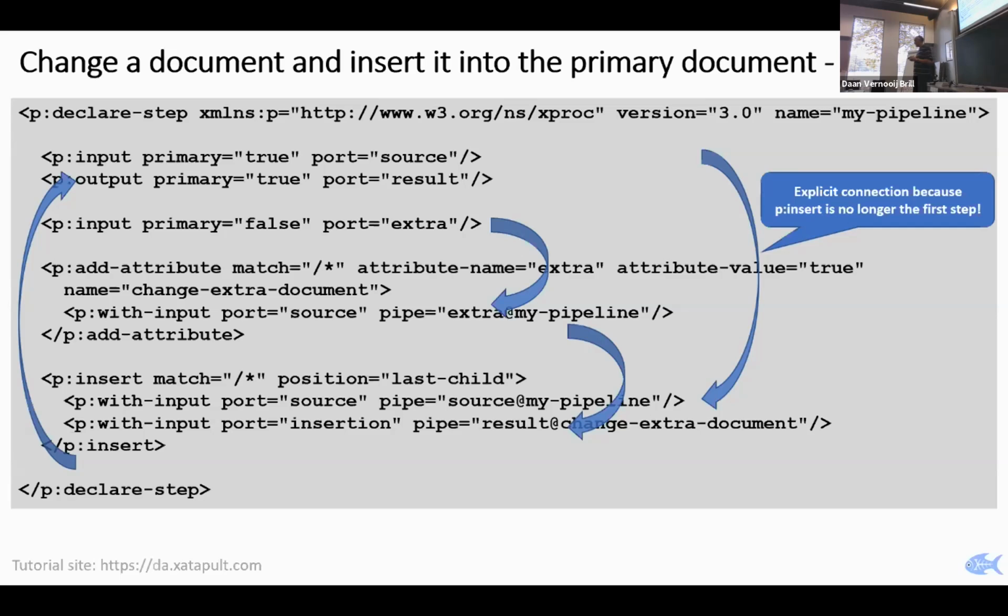This is getting a bit complicated. So any questions or remarks? Yeah, Nico. Could you rewrite this so that the add attribute step is the last step, and then you explicitly route the output of the insert step to the output of the whole step you're declaring? Yes, you can. You can also put a pipe attribute on the p:output port declaration and get the output from somewhere else in your pipeline.